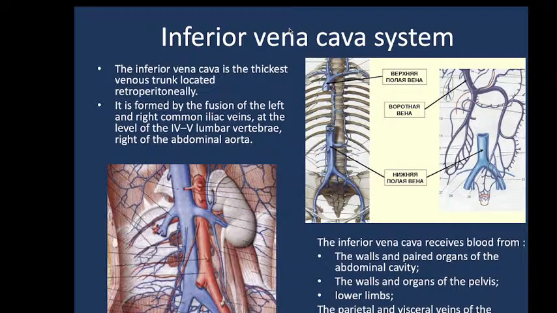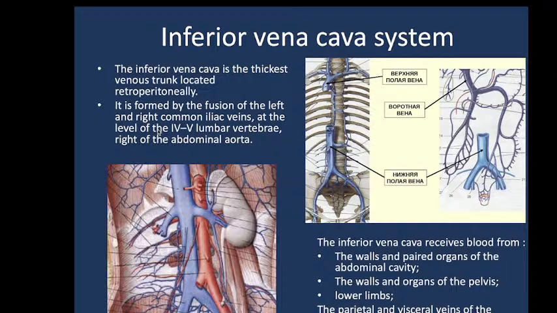The inferior vena cava is a quite thick vessel, and it is located on the posterior part of the trunk in the abdominal cavity, and we call it retroperitoneal. It means it is located on the posterior part of the abdominal cavity.